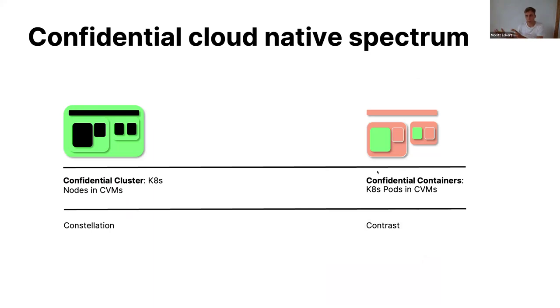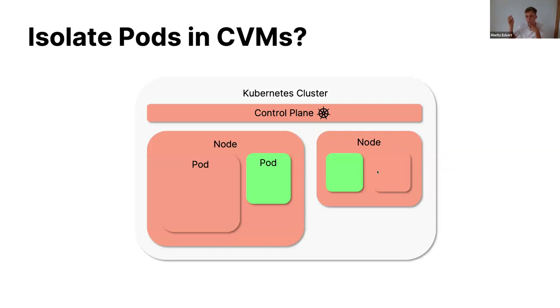The other side is really focusing on the things we'd like to protect, applying this technology just to our containers, just to our Kubernetes pods. And here, as I've just tried to describe, there's not a one-to-one match, right? There's a container and there's a VM-based kind of isolation. So the first thing we need to solve is how we close this gap in terms of abstraction, right? How do we isolate a pod inside a confidential VM?